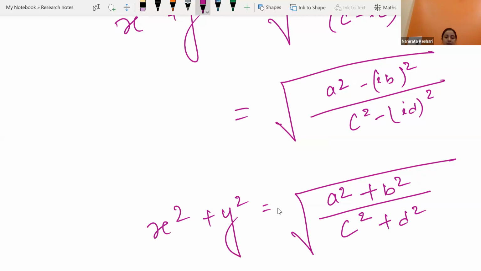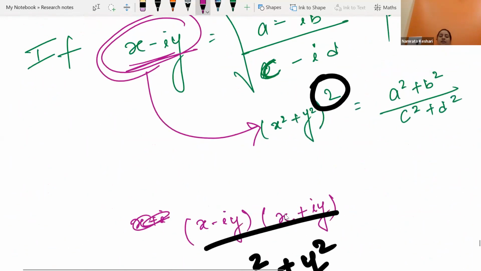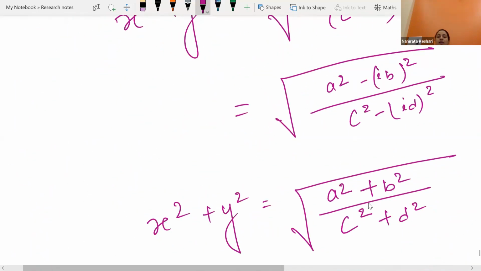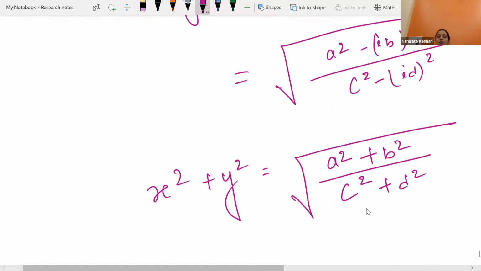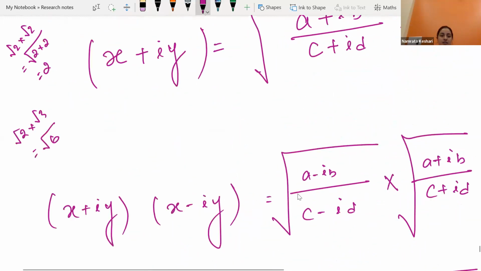Any confusion so far, Ali and Alina? No, ma'am. Okay, now what we need to prove? x square plus y square whole square is a square plus b square by c square plus d square. Oh yes, it is. Can you see, squaring both sides we will do, and we are done with the proof. Yes or no? Yes, ma'am. Okay, squaring both sides and we are done with the proof. We are done. So let's summarize.